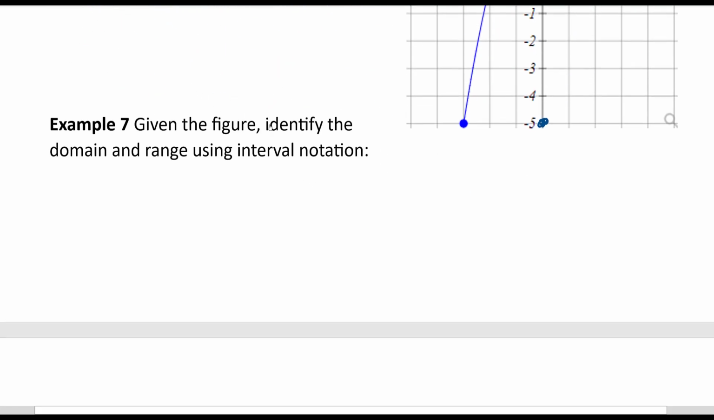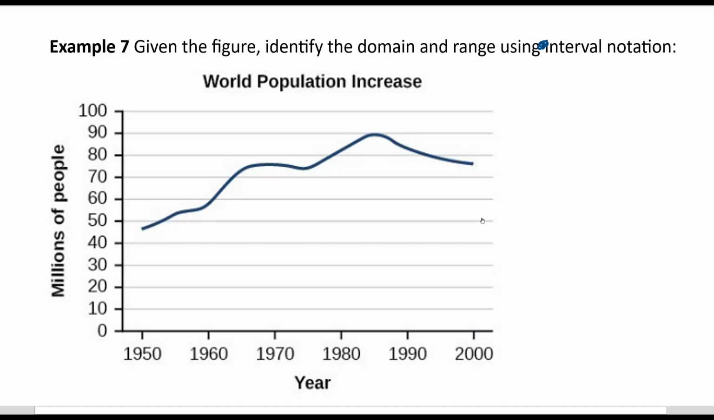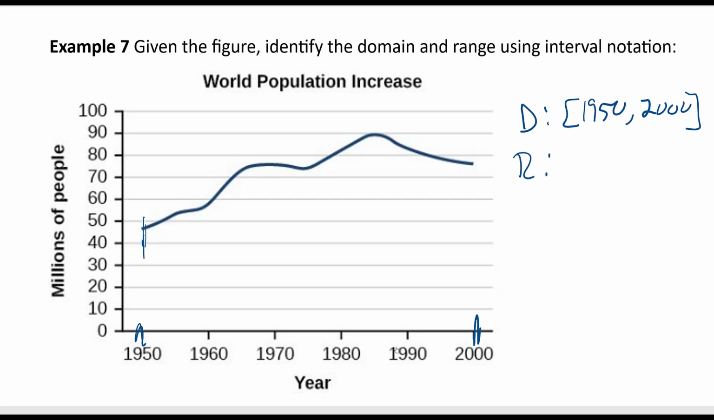Given the figure, get to the next page, identify the domain and range using interval notation. Okay, so our domain, we're going from 1950 to 2000. So our domain is going to be 1950 to 2000. And the range, looks like we're down here at, I kind of want to say 48 in millions, and it goes up to 90.